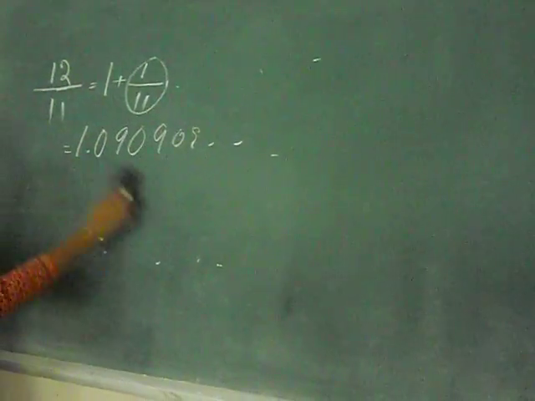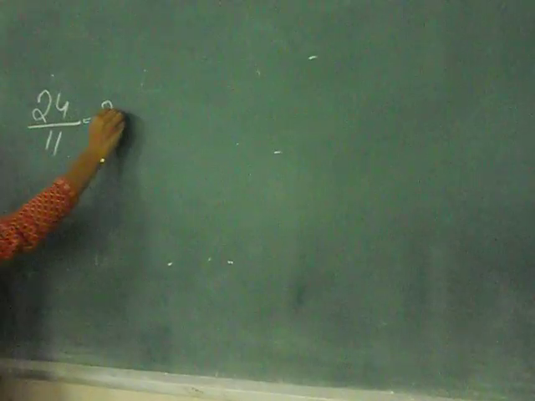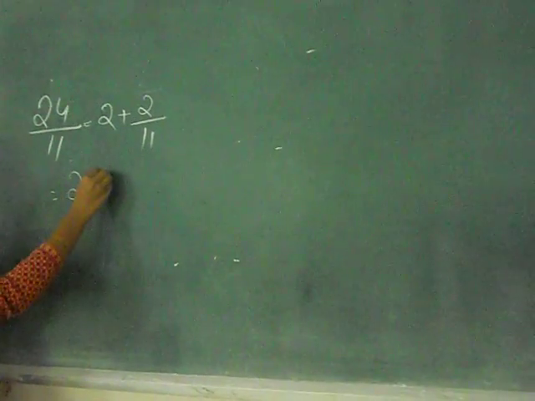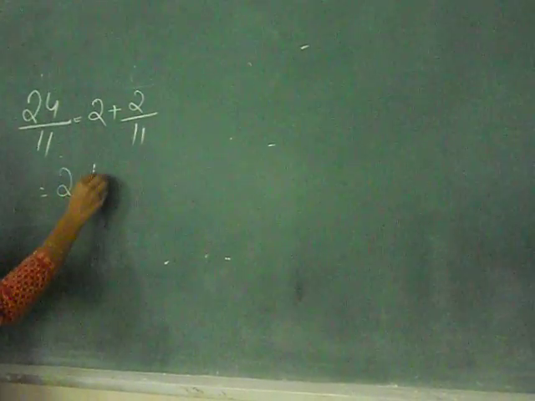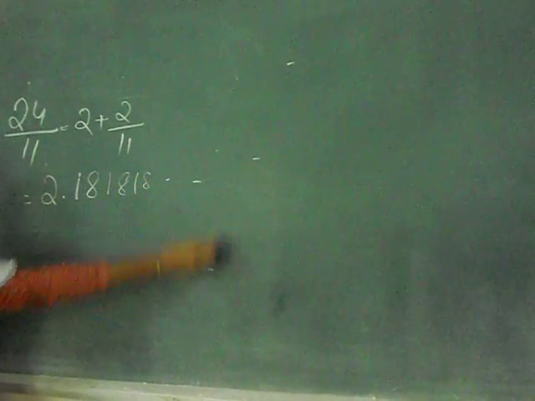It holds for any two-digit number. For example, if we divide 24 by 11, we just put 2, the first digit, as such, plus 4 minus 2, that is 2 by 11. So the answer will be 2 minus 1 is 1, and 10 minus 2 is 8. So 2.181818 etc. will be the answer.